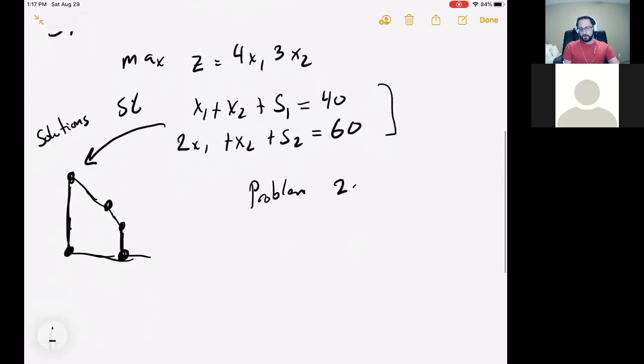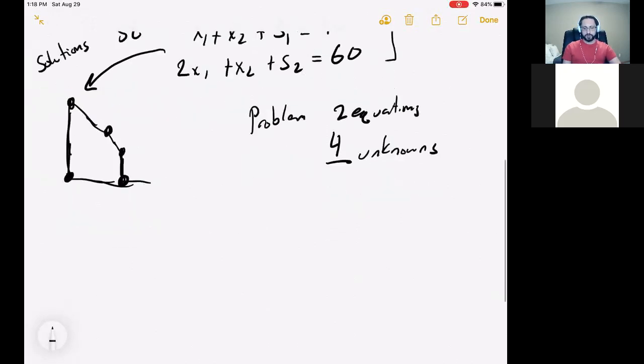There are two equations and four unknowns. It's common knowledge that in order to solve a system of linear equations, you need to have the same amount of unknowns as equations. So how do we go about finding this solution?